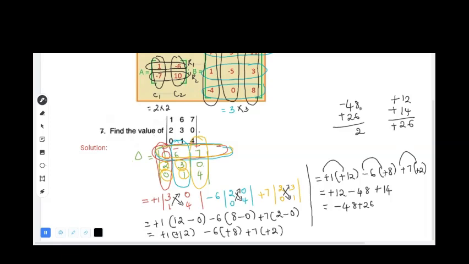So if you do the subtraction, 48 minus 26 is 22. So the sign will be minus because it is the greater number's sign. We have to write the greater number's sign in the answer. So it is minus 22, which will be the answer for the given determinant.